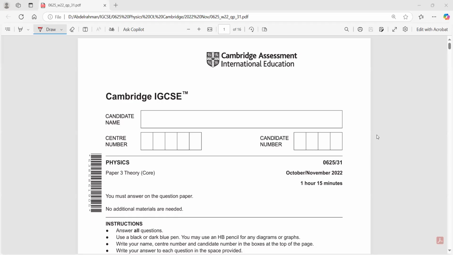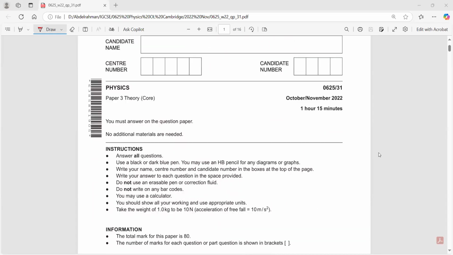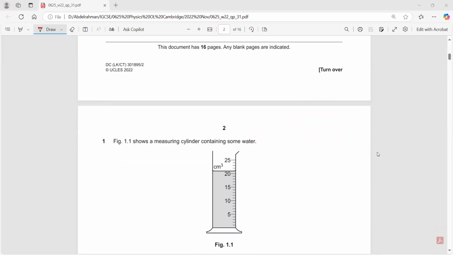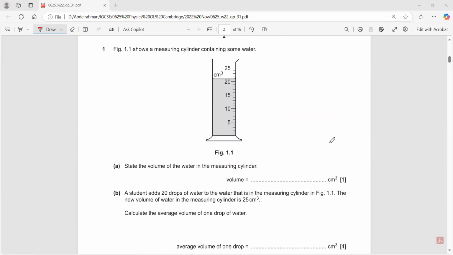Okay, November 2022, paper 3, variant 1. Question 1.